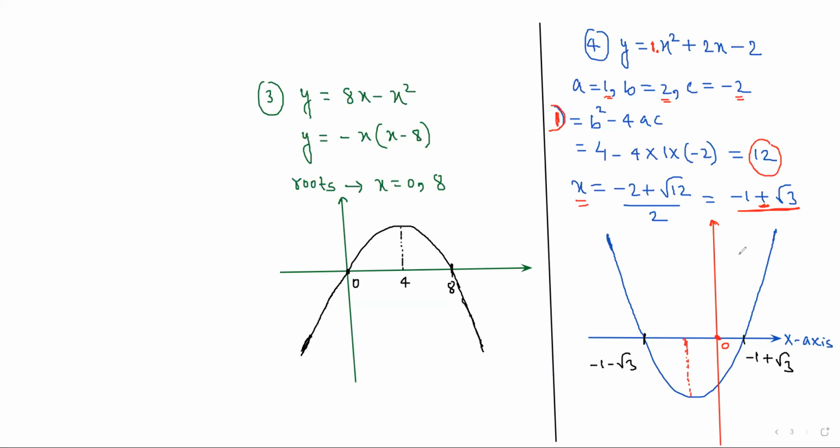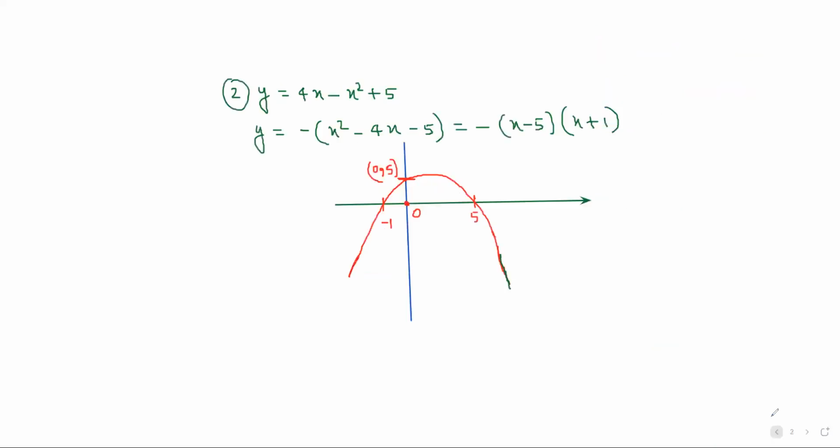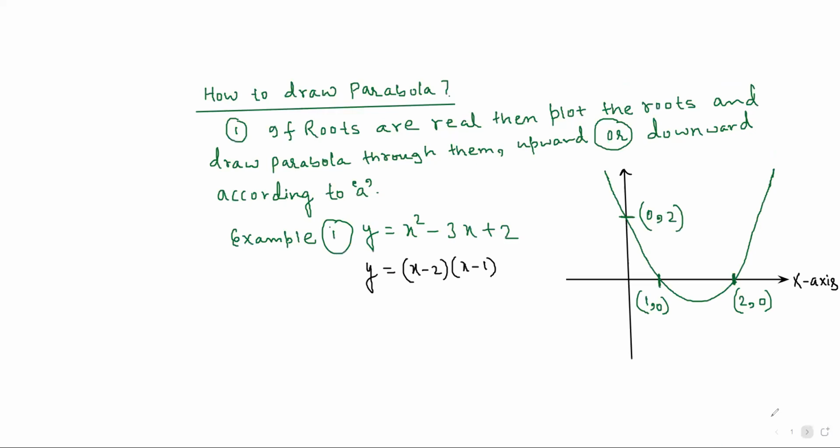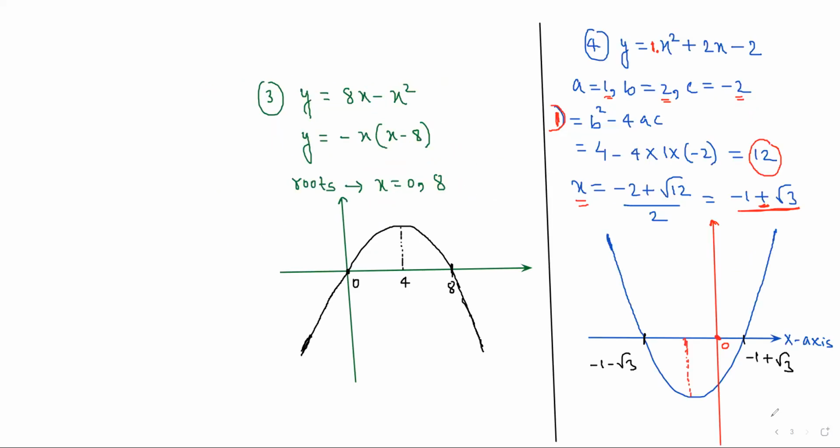So if a is greater than 0, it will be upward. A is positive, graph is an upward parabola. A is negative, graph is a downward parabola. Here a is negative, so consider a is negative, graph is a downward parabola. I already discussed in the last lecture. Yes, sir, you did, but I got confused a bit. Okay. Note it down.